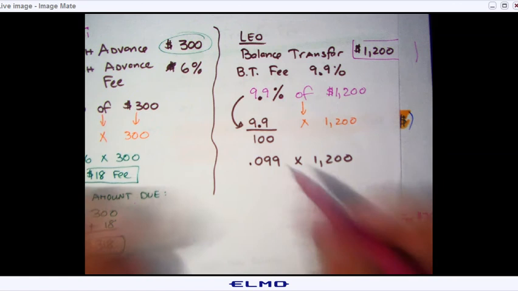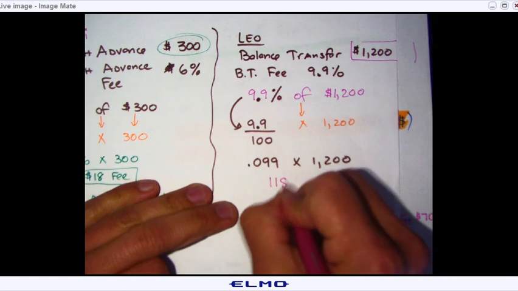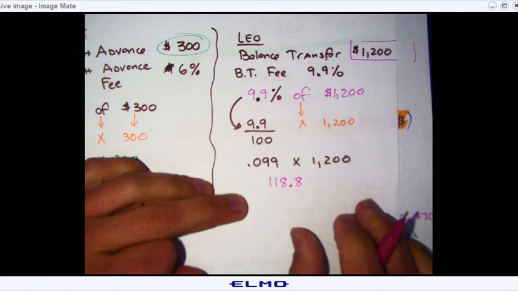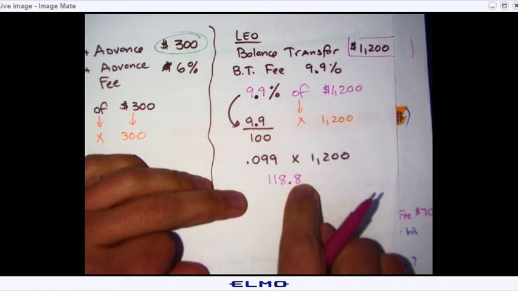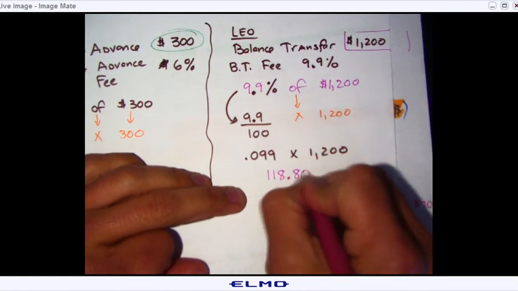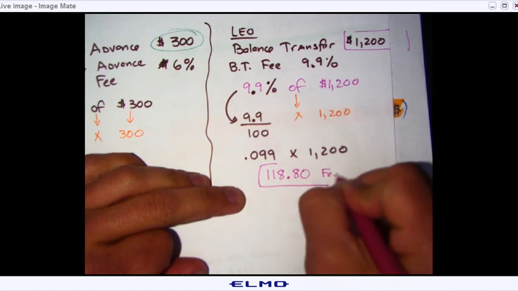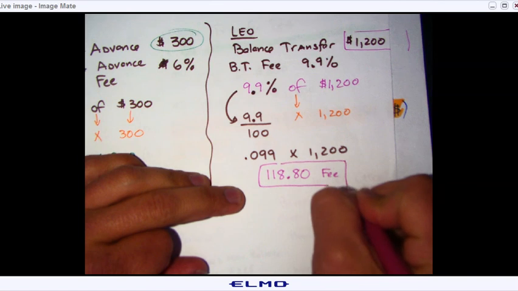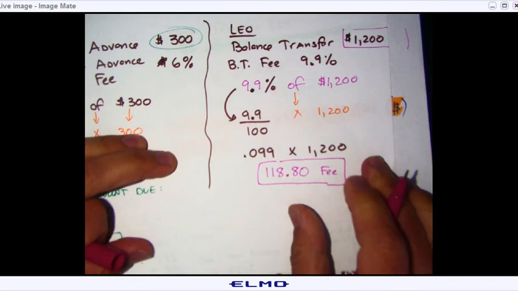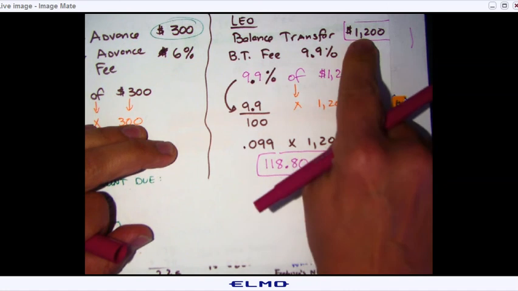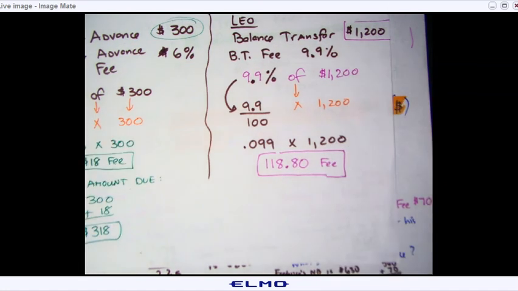All right, here we go. What's my answer? $118.80. That's not 8 cents. You got to put a 0 at the end. So there's your fee. Okay? You guys got that? There's your fee. For borrowing 1,200, there's your fee. Your fee is $118.80.